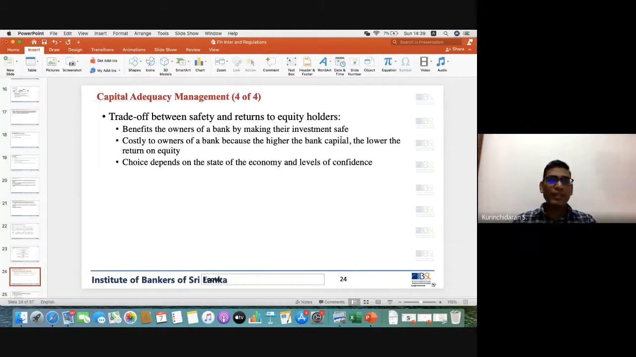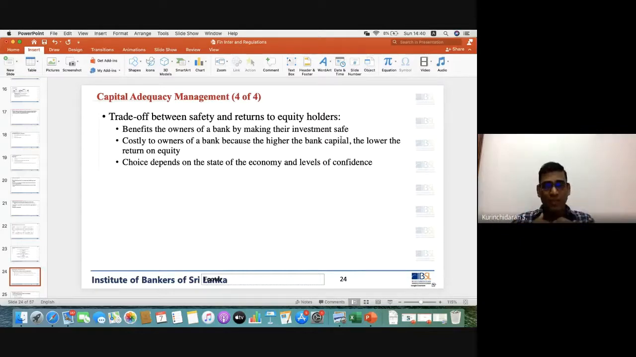Okay, so finally, when you look at capital adequacy management, as I said earlier, there is a trade-off between safety and return to equity holders. You have to think of both sides. Safety: if you want to have a safer bank, you have to have more capital. But if you think about return to equity holders, you should have less capital. So which one is very important? To have more safety or better return to equity holders?